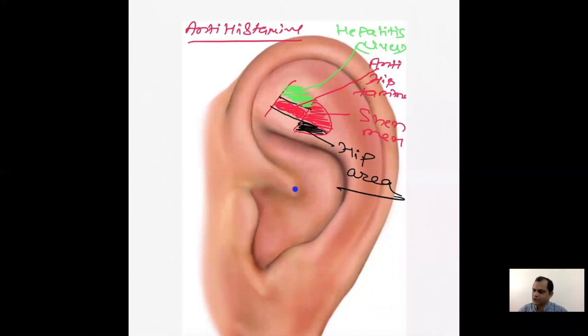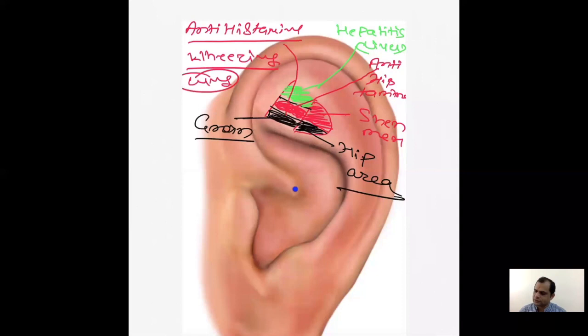This is called antihistamine, as well as the beijing point. Beijing means the sound like a whistle coming from the lungs while breathing. So ultimately this is connected with the lungs as well. The lowermost part is connected with the groin as well as constipation.